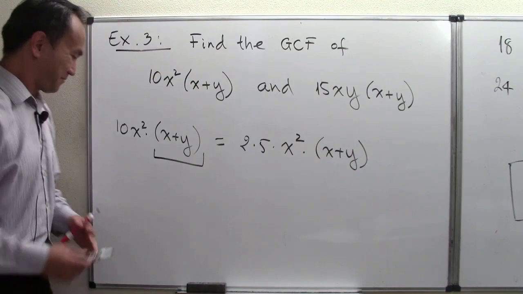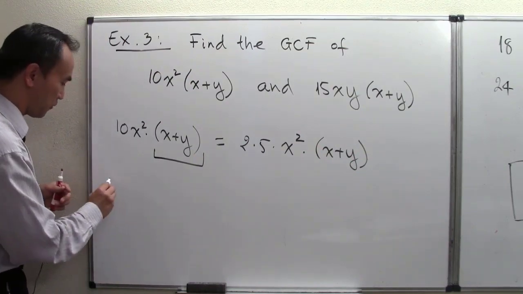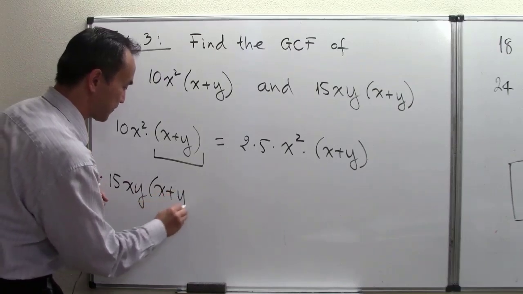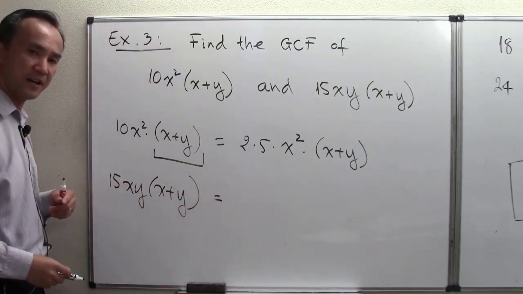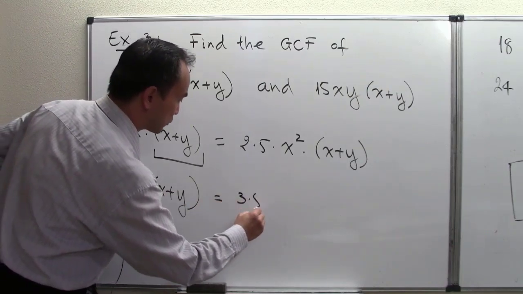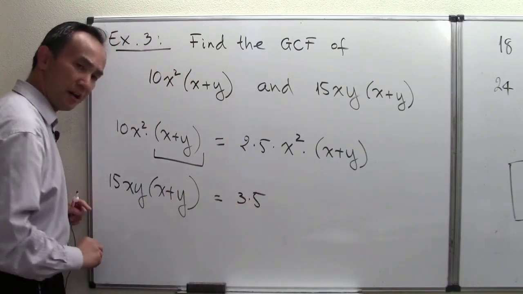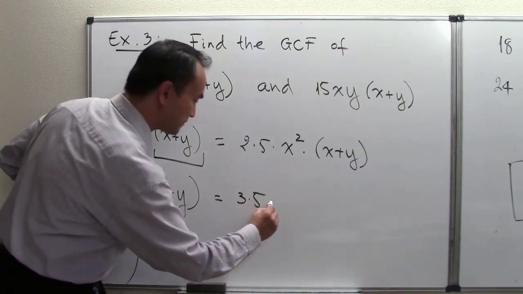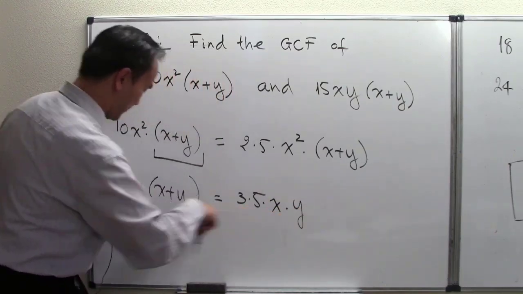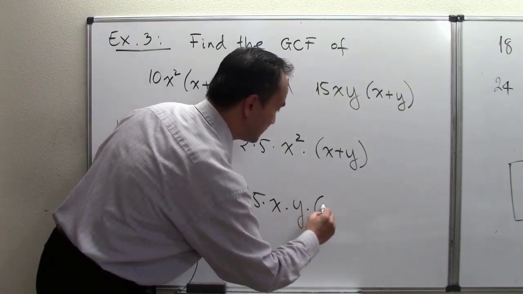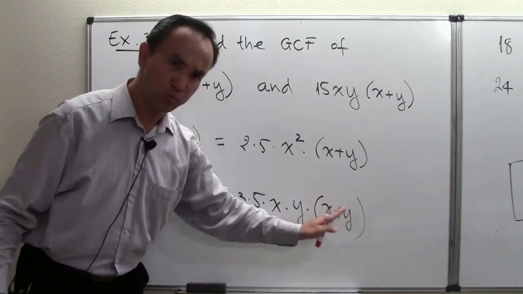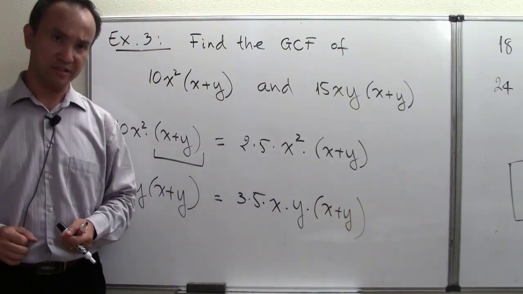All right, we're doing a similar thing for 15xy times x plus y. So now finding the prime factors. 15 has prime factors 3 and 5 as a product, 3 times 5. Then x to the first power, times y to the first power, and times x plus y as 1 unit. The whole x plus y here is 1 unit. That's what I've been saying.